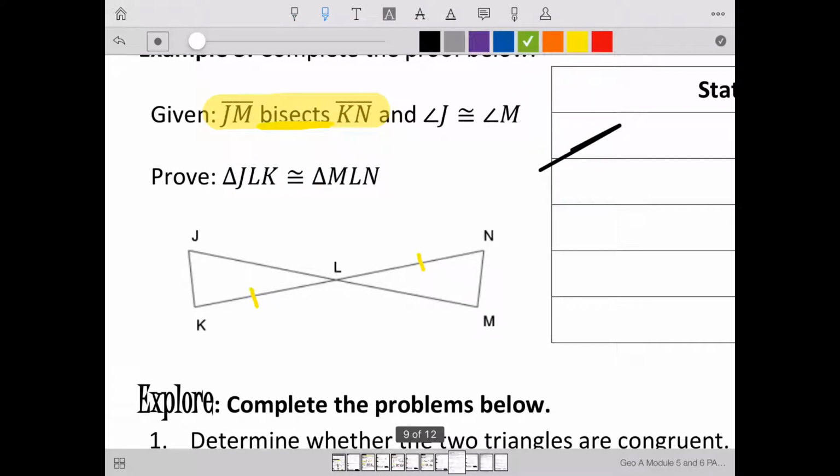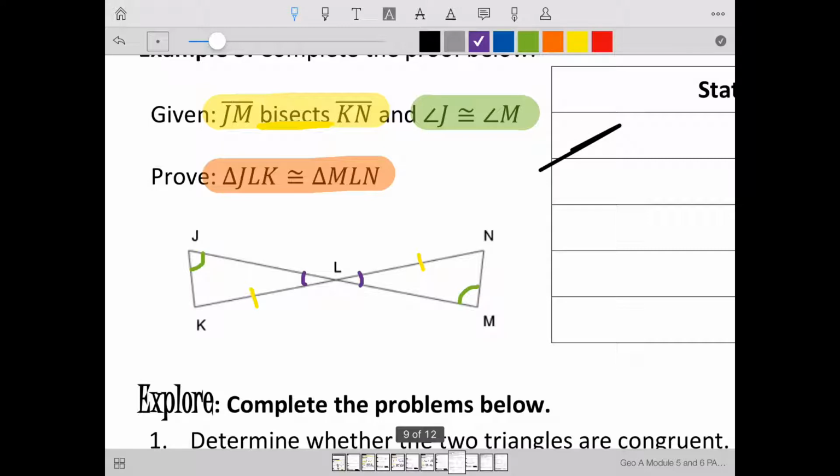The next piece of information that we are given is that angle J is congruent to angle M. I'm just going to label that in my picture. Angle J is congruent to angle M. We need at least one more piece of information to prove that these two triangles are congruent. So I have to use the picture to find something else that I can prove is congruent. Well, we know that angles across from each other, such as this angle and this angle, are called vertical angles. And vertical angles are always congruent with one another.